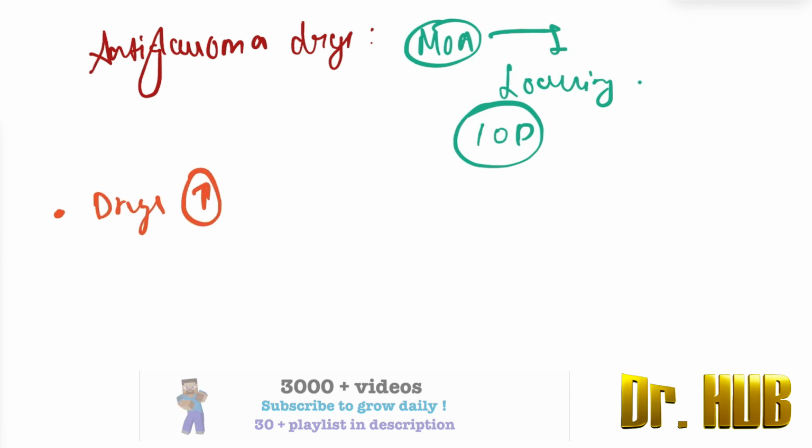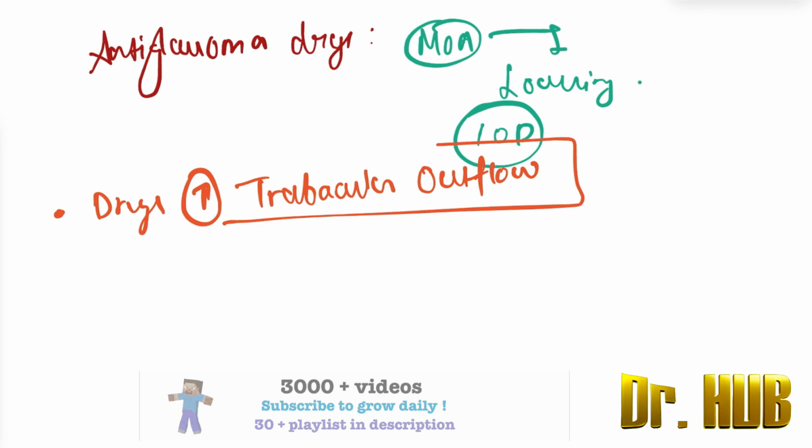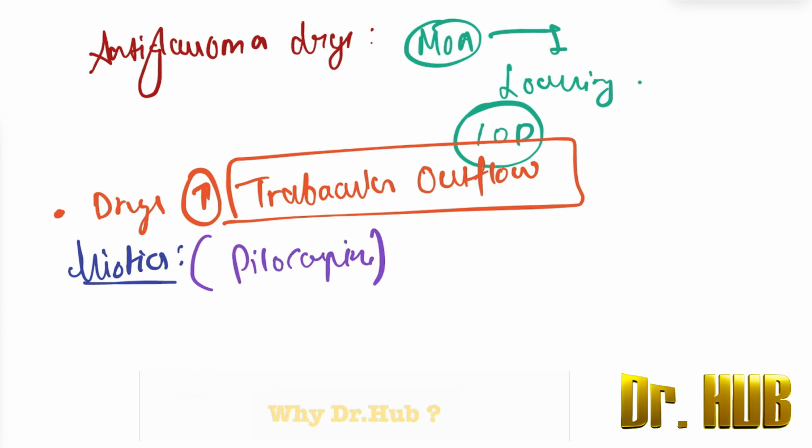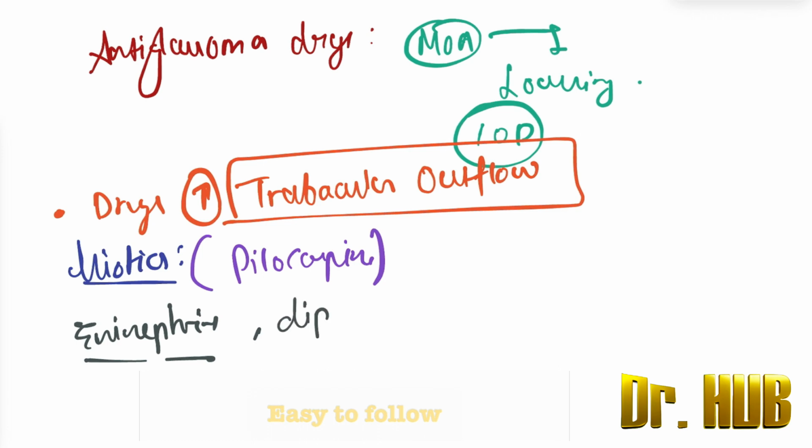which increase the trabecular outflow. This includes the miotics, and the miotics include pilocarpine. Next comes epinephrine, as well as dipivefrin. All these increase the trabecular outflow.